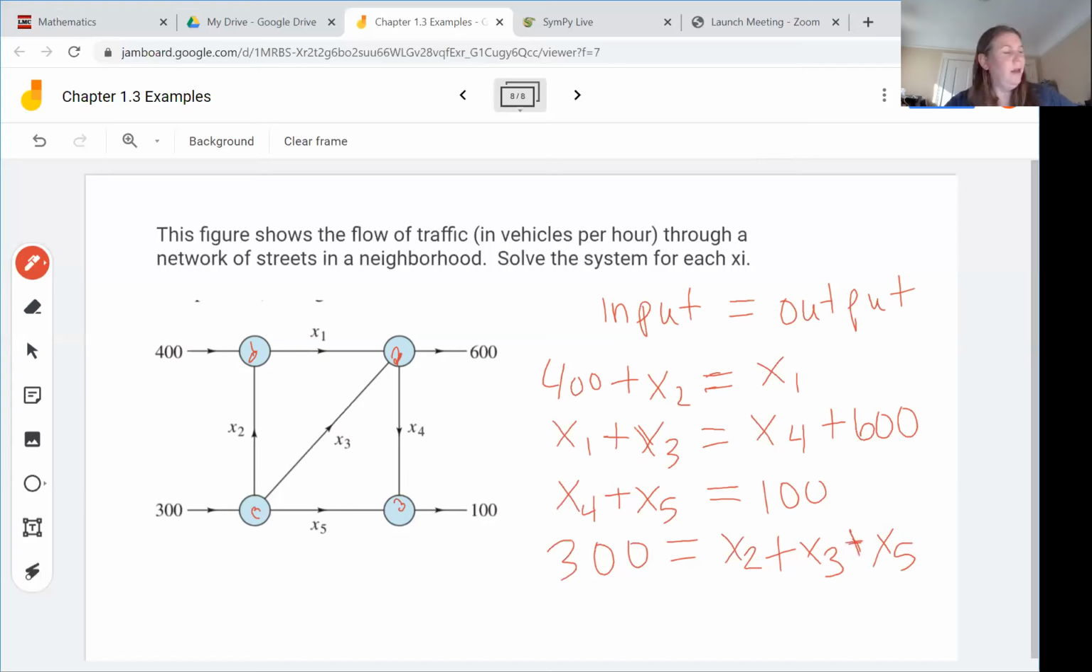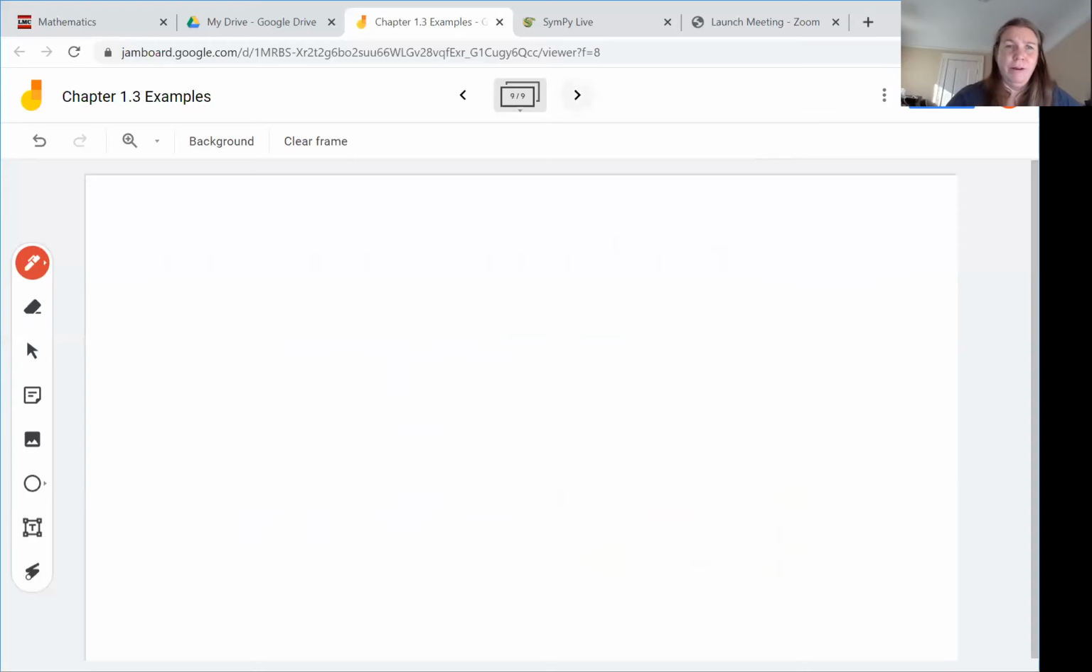All right, so I'm going to head into the next screen and rearrange these equations. I want to get my equations into forms that will work for my augmented matrix. So I'm going to put all of the constants and numerical values on the right side of my equation, and I'll have my x values on the left side. All right, so my equations are going to be x1 minus x2 equals 400 after rearranging.